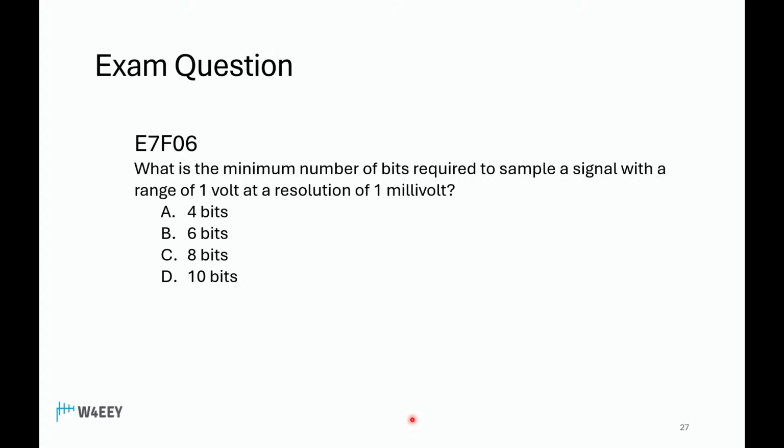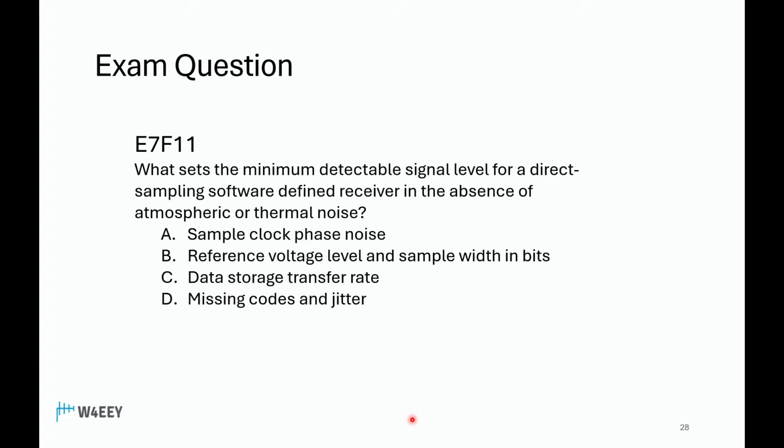What is the minimum number of bits required to sample a signal with a range of 1 volt at a resolution of 1 millivolt? The delta. Yeah, delta, that's 10 bits, or 1024. Correct. That was one of the two pool questions I said would be showing up.